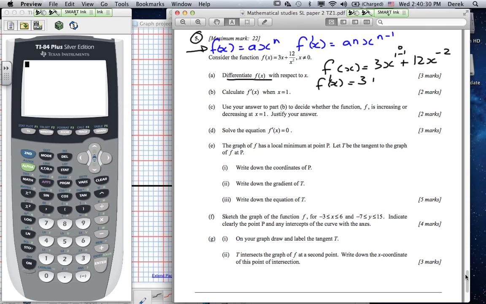And then we get our minus 2, and we multiply that by the 12, so it becomes minus 24x, and then we subtract 1 from the minus 2, so it's minus 3. So f prime of x would be that. We could write that also as 24 divided by x to the 3 if we wanted to. We could write it in that form.